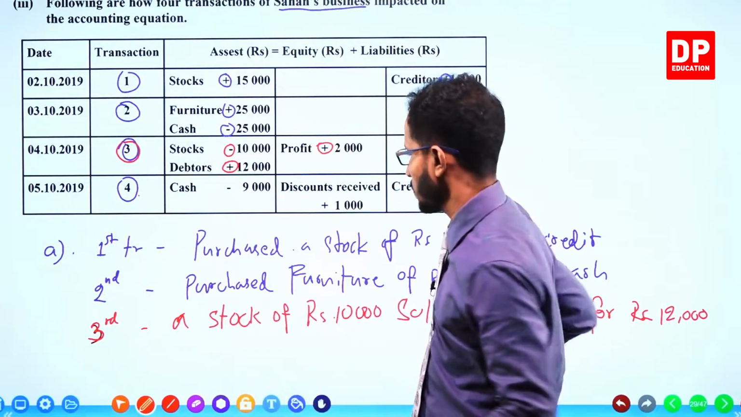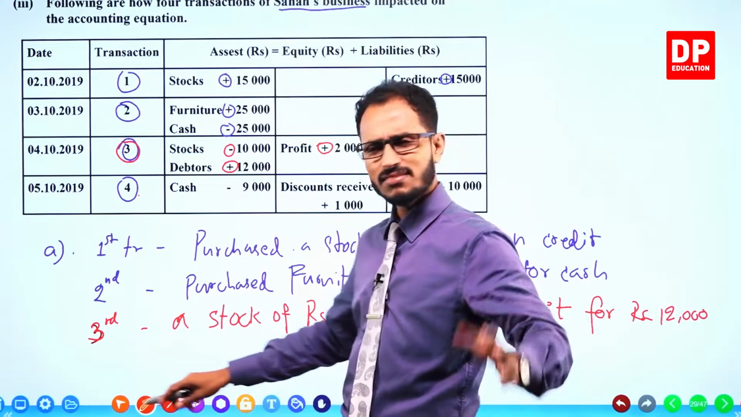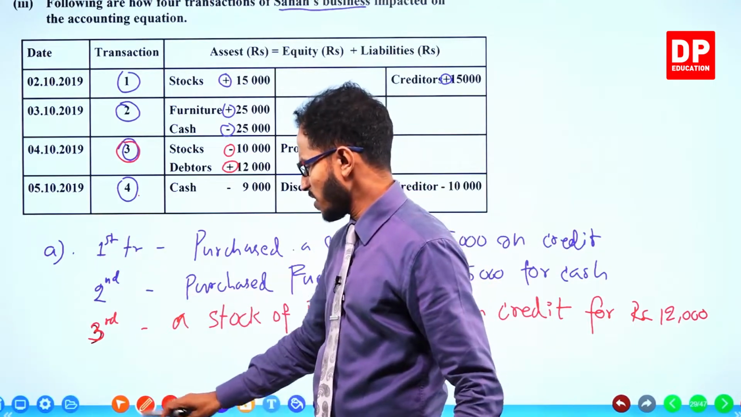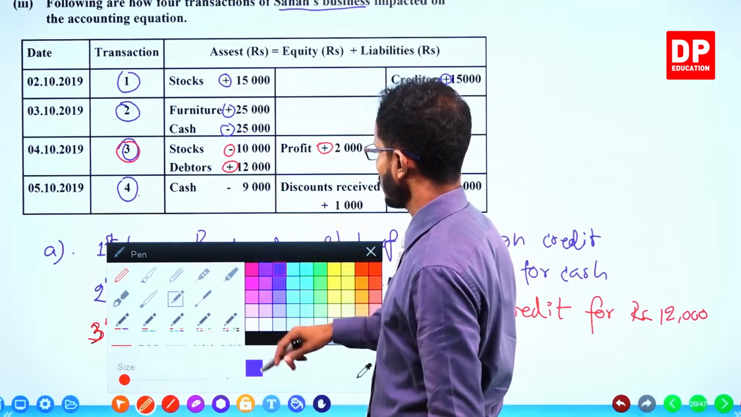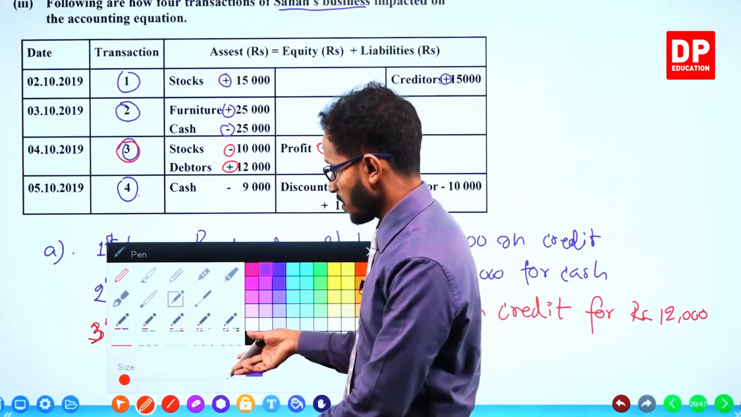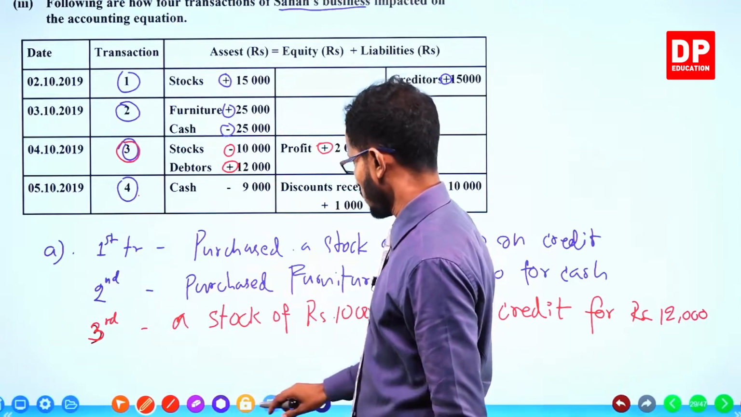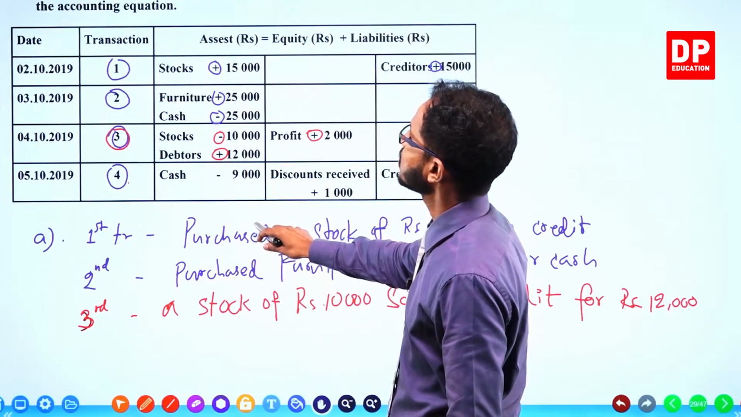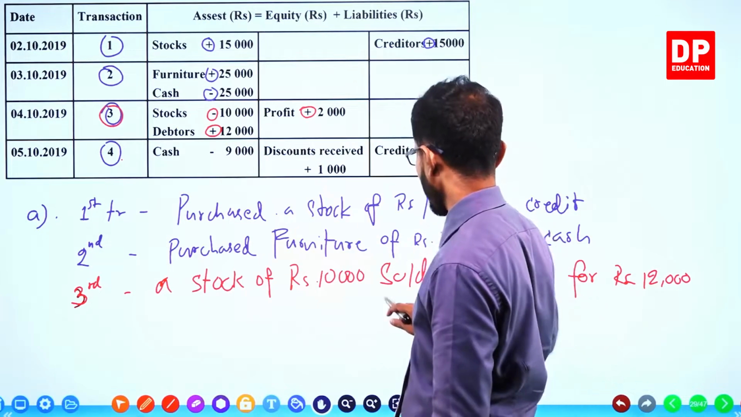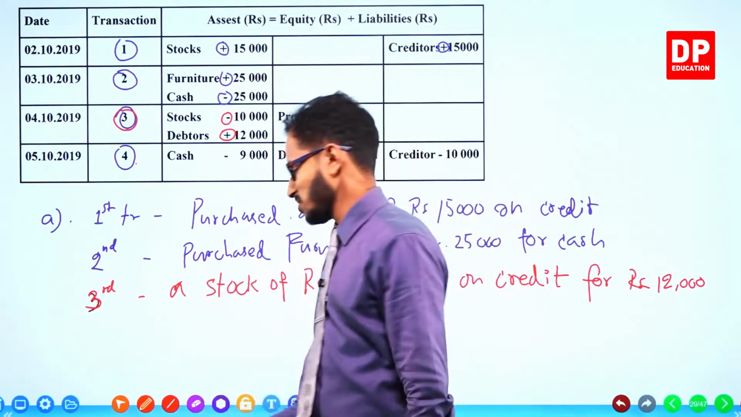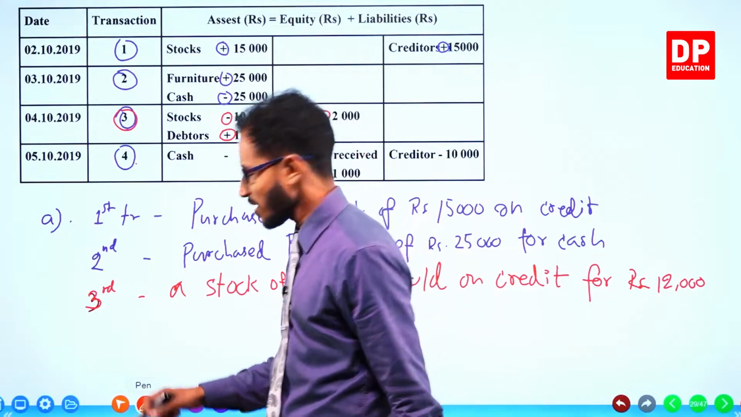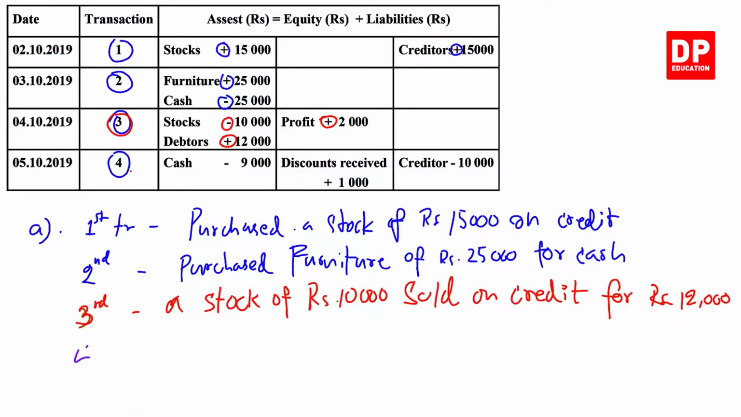Got it? Will you write it, or do I have to write it at the bottom when I don't have space here? Tell me. You want me to write it? Okay, I'll write it, no problem. Fourth transaction.